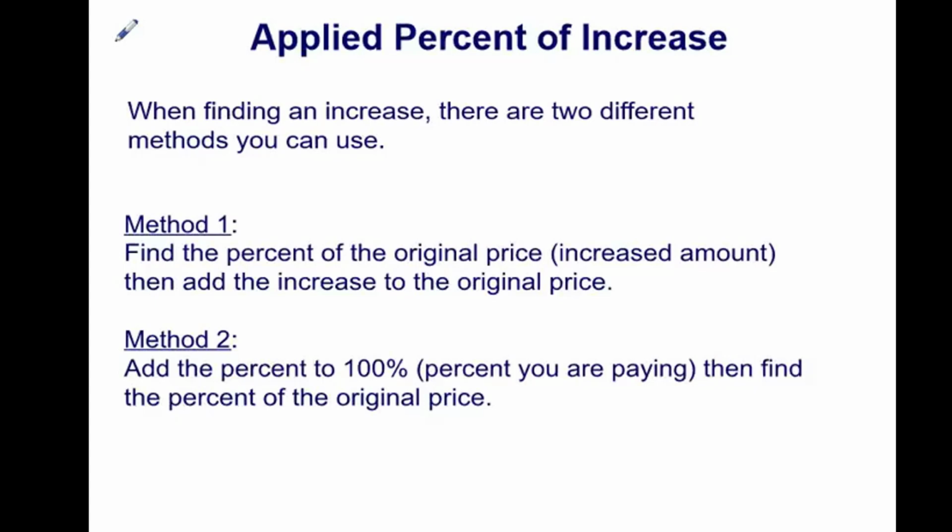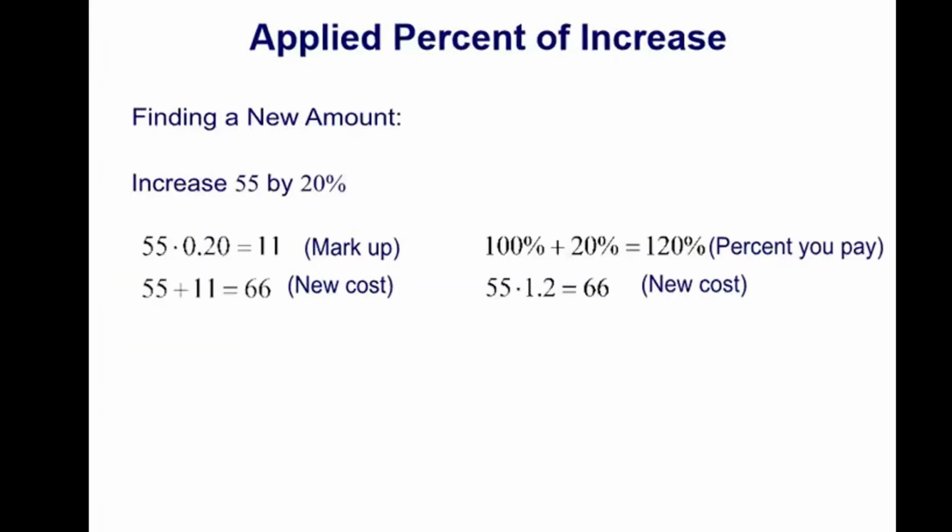The first method is to find the percent of the original price, which is the increased amount, and then add the increase to the original price. The second method you could use is to add the percent to 100%, which is actually the percent you're going to be paying, and then find the percent of the original price. Let's take a look at how these two methods work with some examples.